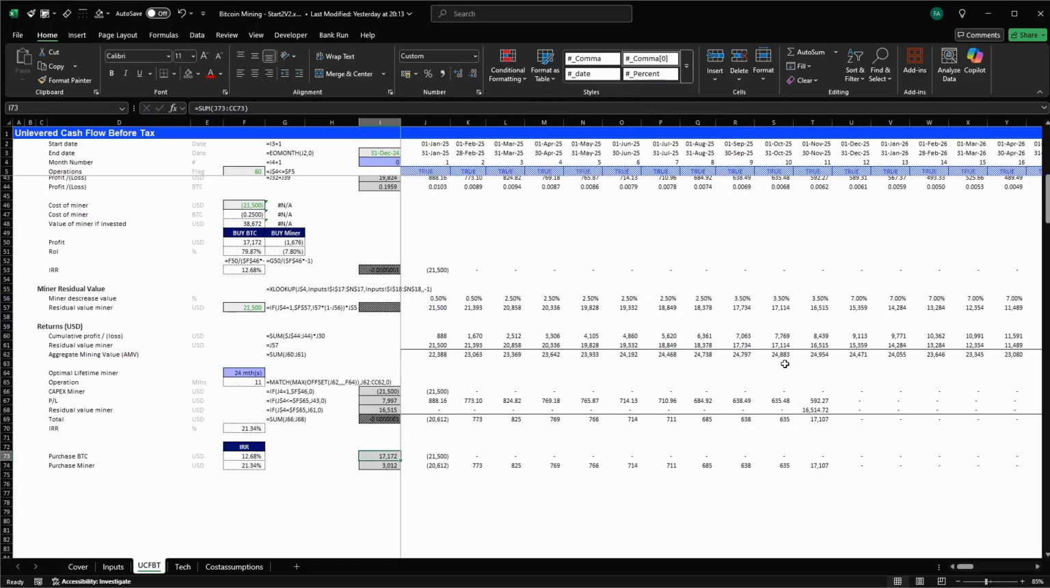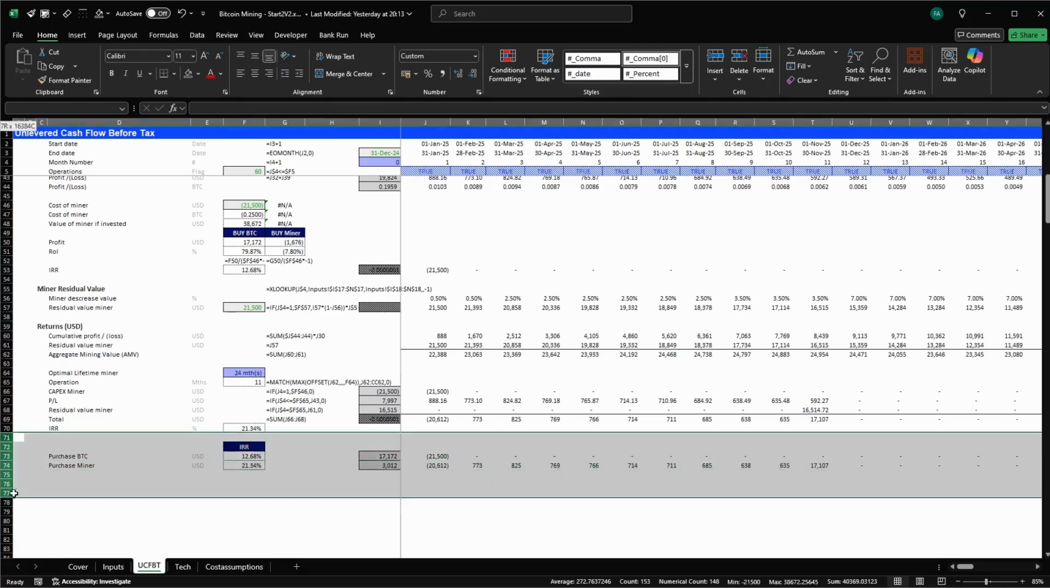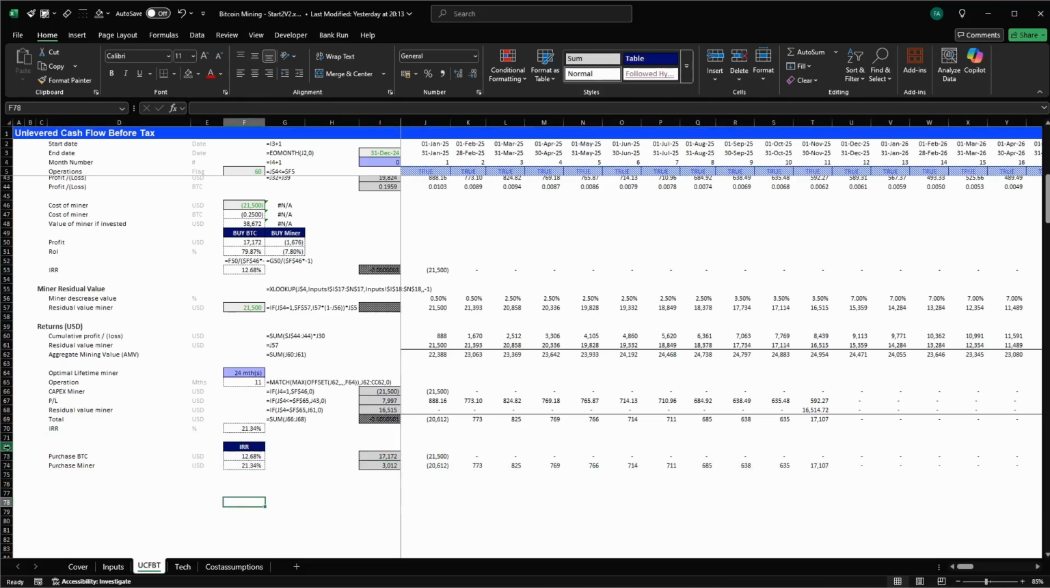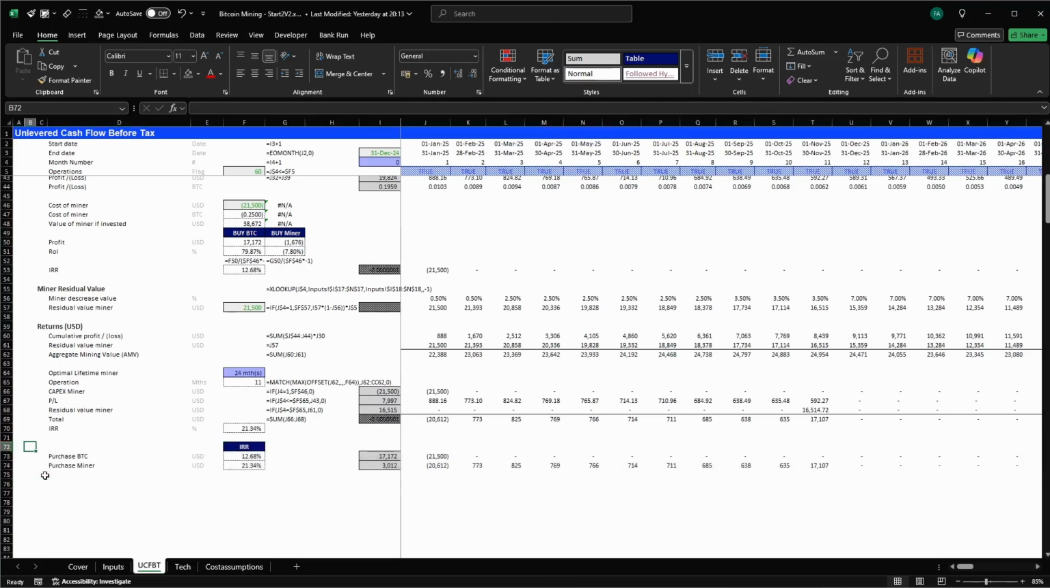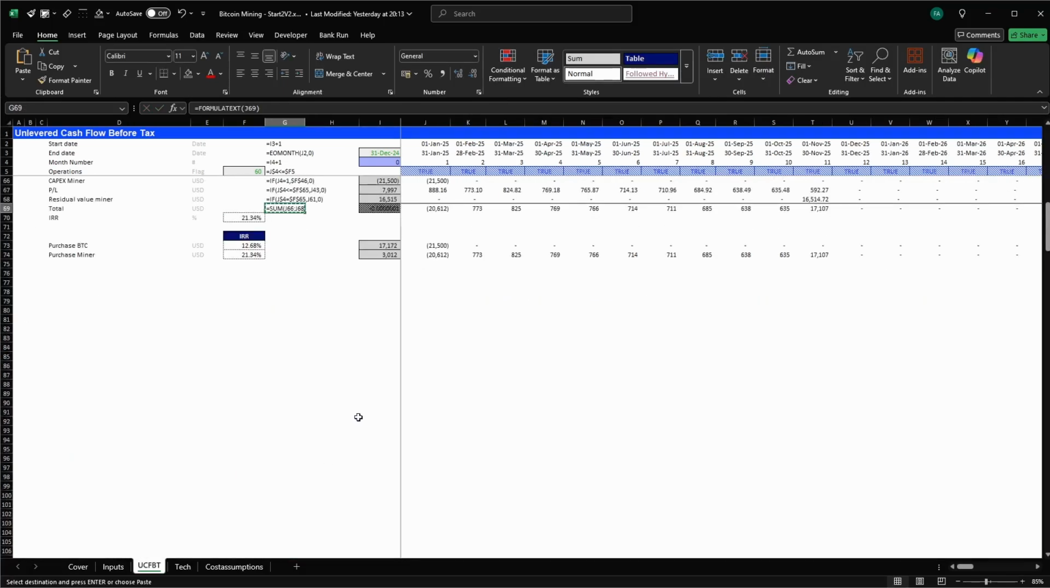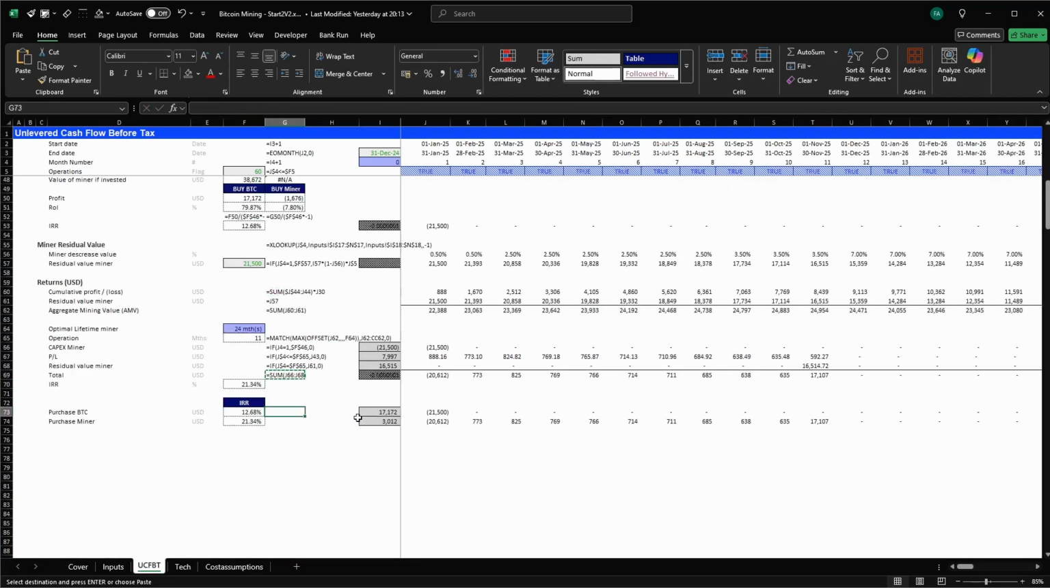Just before we move on to the next financial analysis, I deleted what I had previously below and added these lines over here. I want to go through it and show you how you should interpret the results. In principle, I have here the purchase of Bitcoin, we have the IRR, and then the cash flow for the Bitcoin. Let me copy the formulas and paste them over here.